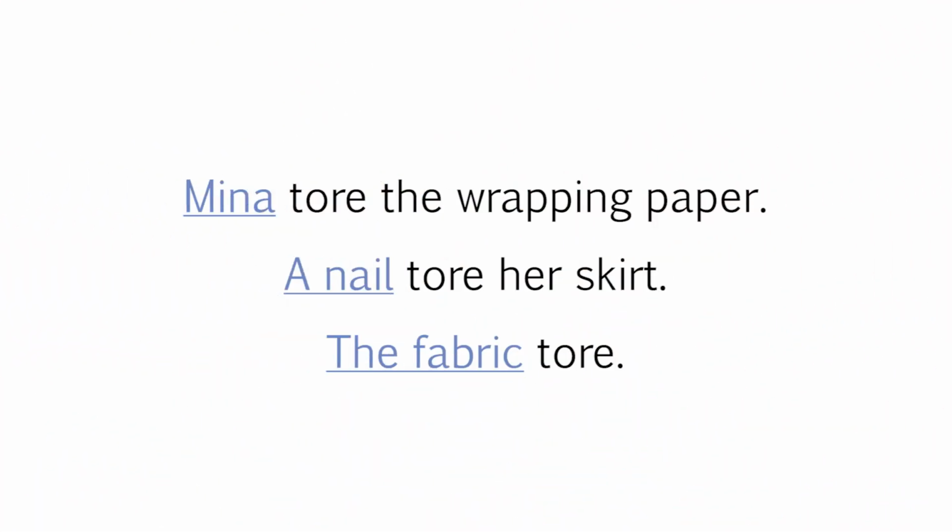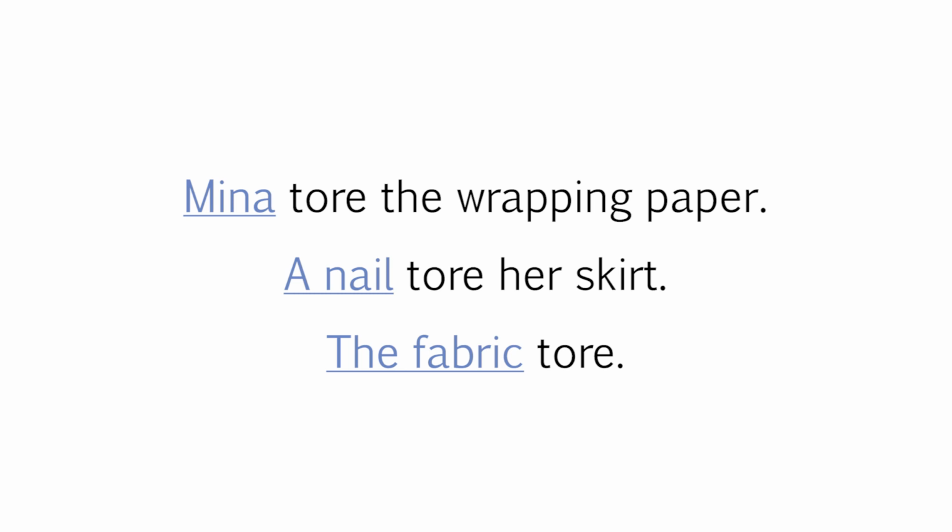Mina tore the wrapping paper. A nail tore her skirt. The fabric tore. All of these sentences have the same verb, and they all describe a tearing event. And all the underlined phrases have the grammatical role of subject, but they don't share the same semantic properties. In the first sentence, Mina is the one who causes the tearing event to happen. You can imagine her gleefully tearing the paper open to see what's inside.